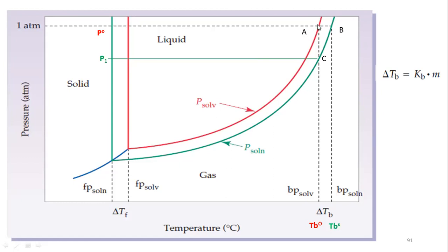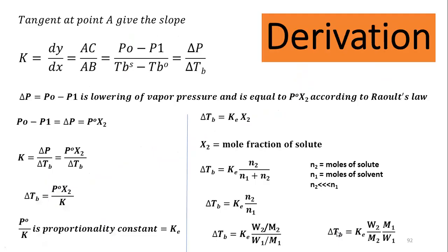Again, what is the AC? AC is the difference between the atmospheric pressure. A is the P naught and C is the P1. In a similar way, on the x-axis, A is the TB naught and B is the TB. So I have put the values over here. This is the difference, higher minus lower, and similarly higher minus lower.